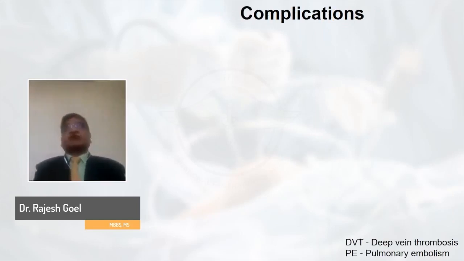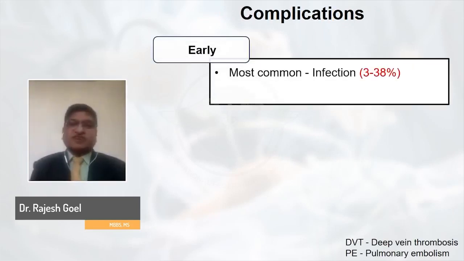So after achieving this fixation, we have to take care of the complications. What are the complications? The most important one is infection, which is present in 3 to 38% of cases. What I feel is that infection depends on 3 factors: the factors related to the patient, the factors related to the surgeon, and the factors related to the OT environment. So you should have control over all these 3 factors. Then the chances of infection are very less.